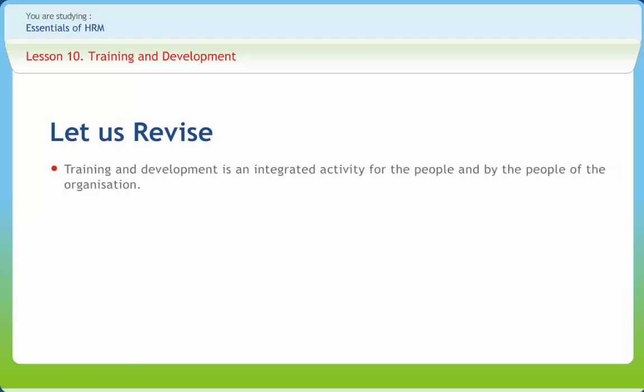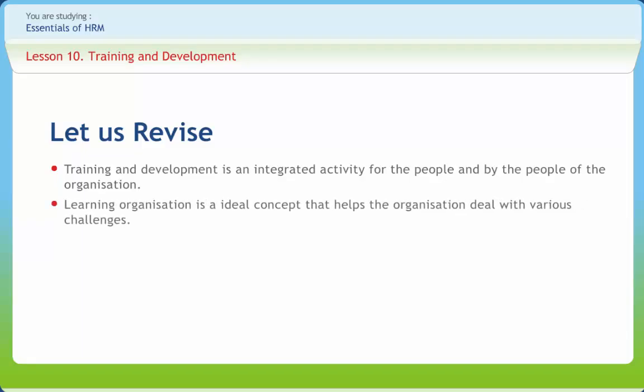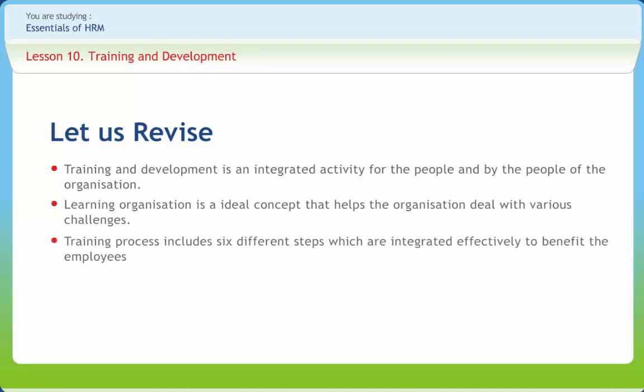Let us quickly go through the main points of the presentation. Training and development is an integrated activity for the people and by the people of the organization. A learning organization is an ideal concept that helps the organization deal with various challenges. The training process includes 6 different steps which are integrated effectively to benefit the employee.